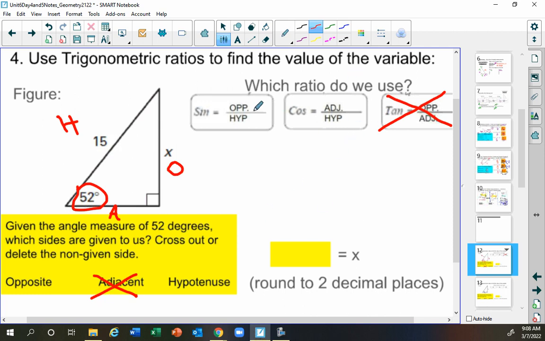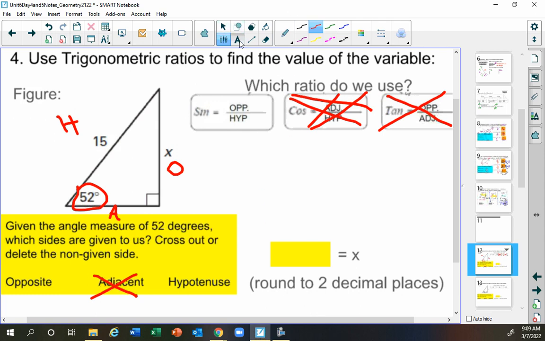So out of these two that remain, which is our best option, sine or cosine? The sine, because cosine we can't use because we don't have anything for the adjacent. Boom, that's out of the game. So we're just left with, degree measure. We've got to use the sine. So here's how we're going to set everything up.